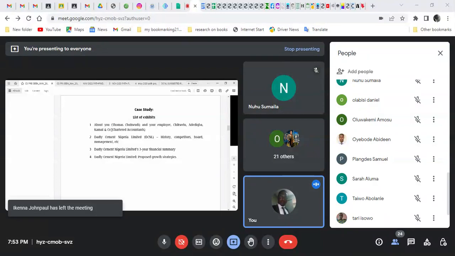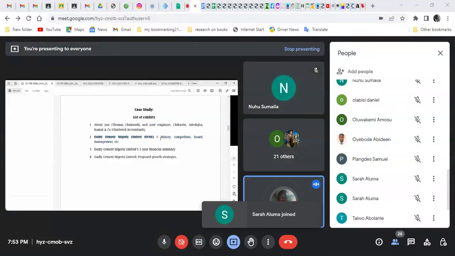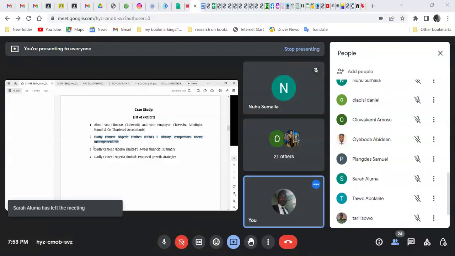We are given just four exhibits. The first one is about you and your employer. Then the second one is about your client in the case, the Dudley Cement Nigeria Limited, DCNL. Then we are also given a 3-year financial summary, and we are also given the proposed growth strategies for the client, right? These are the four exhibits that we are given, right?